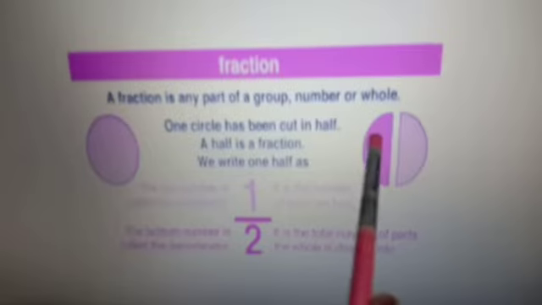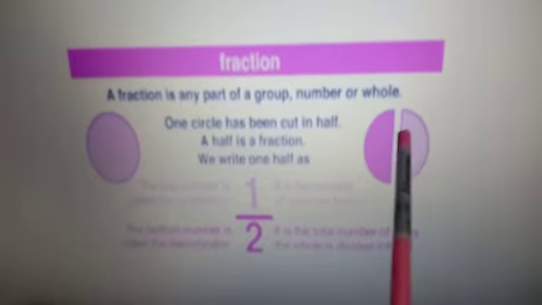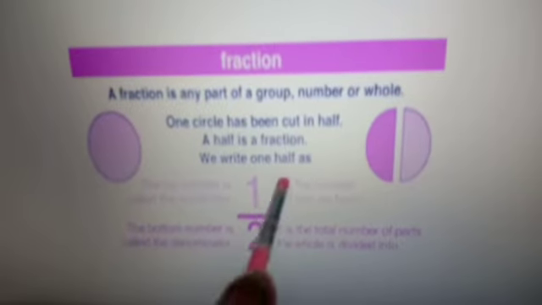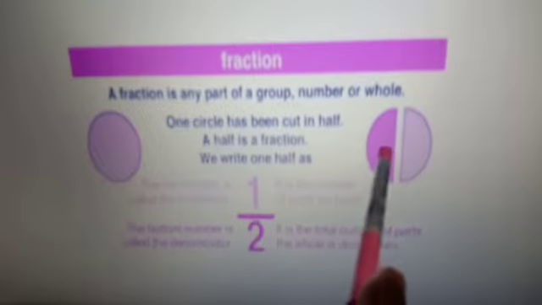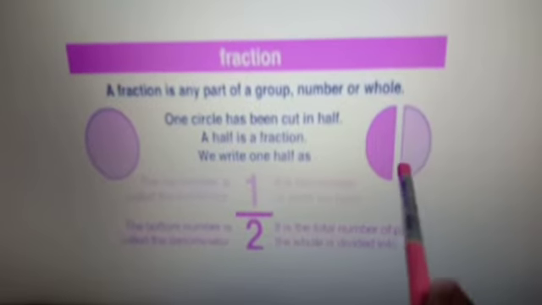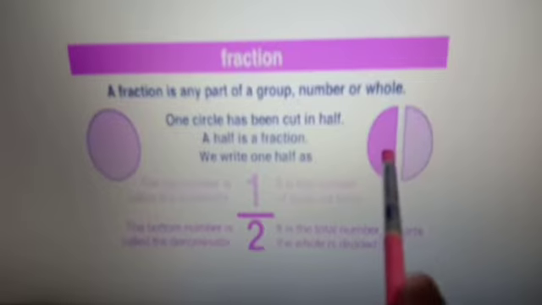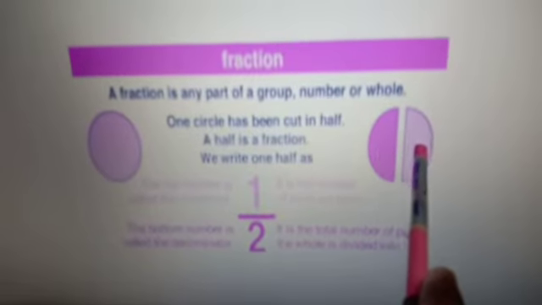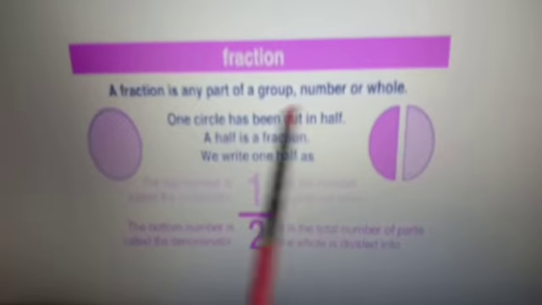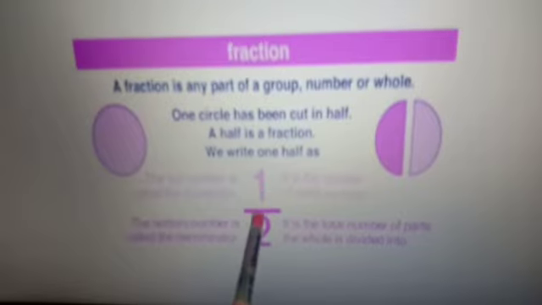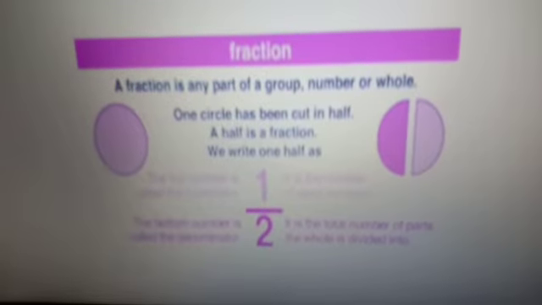Here the full circle is divided into 2 equal parts. So here I can represent this one as 1 by 2, and this one as 1 by 2, because total number of parts is 2 and each part is called 1 by 2. This is half of the part. This is also half of the full part. And here the numerator is 1 and the denominator is 2.